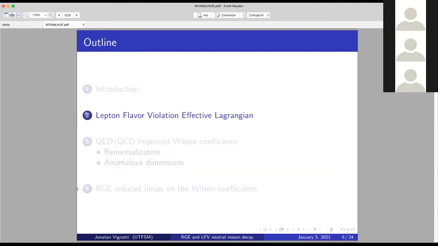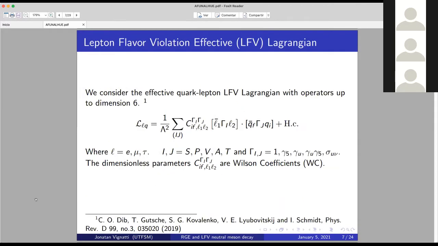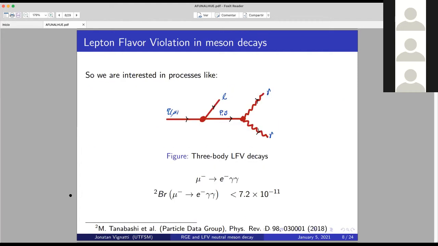So let's go to the lepton-flavor violating effective Lagrangian that we work with, according to the paper in the footnote. We consider this effective lepton-flavor violating Lagrangian with operators up to dimension 6. We have the classical currents from leptons and quarks, with Wilson coefficients with defined parity. So this could be scalar, vector, axial vector, and tensor, and the c's are the Wilson coefficients. So we're interested in processes like this.